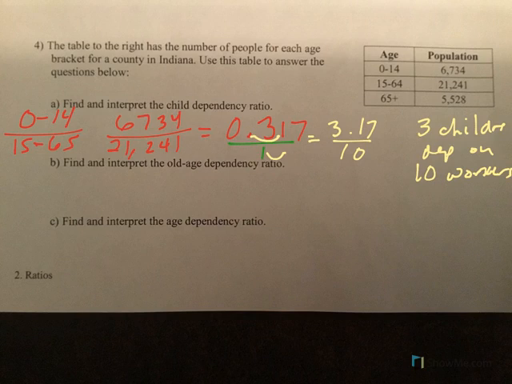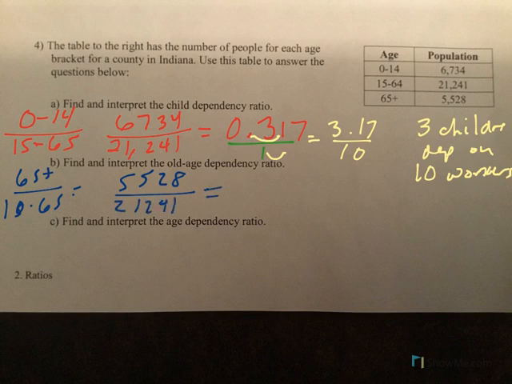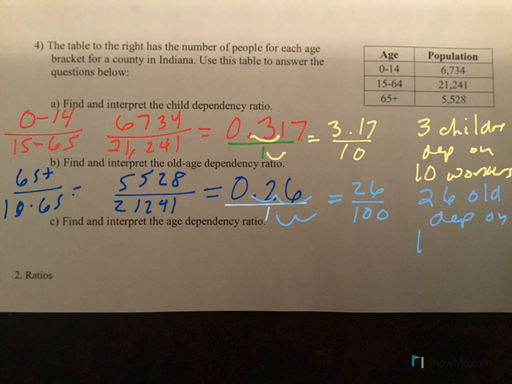Now let's go to old age dependency. So now we're taking the oldies divided by the workers. So I've got old people, 5,528, divided by the workers, 21,241. When I divide those, I get approximately 0.26. Again, remember, that's like putting this over 1. So I'm going to go ahead and move this one 2 places. That gives me 26 over 100. So 26 old people are dependent on 100 workers. Just showing you different ways of interpreting.